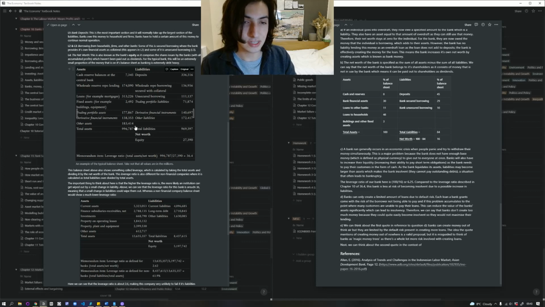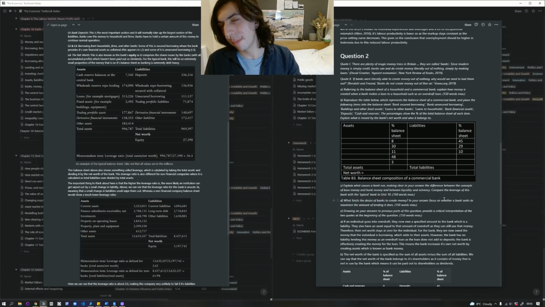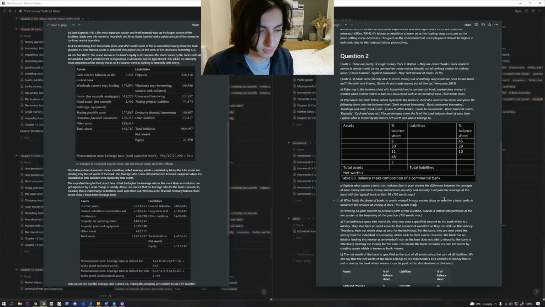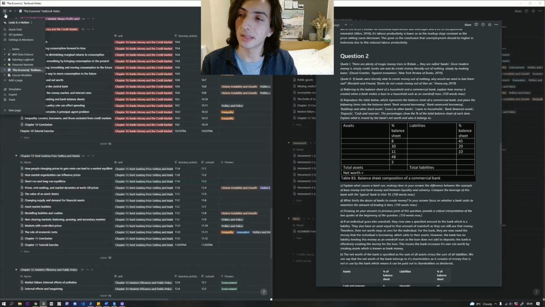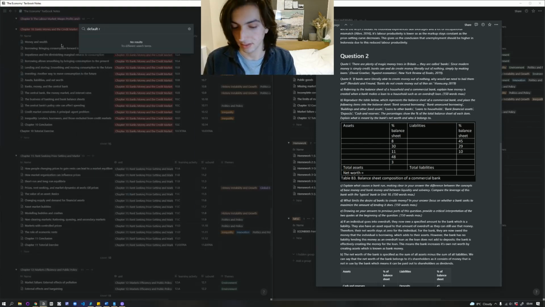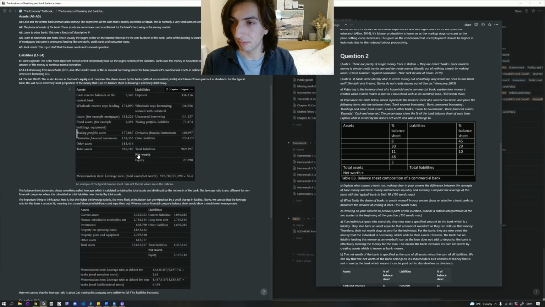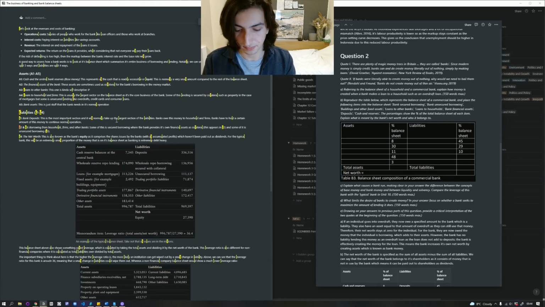So for D, it asks, drawing on your answer, what limits the desire of banks to create money? For a bank to create money with a loan, it needs to accept a certain amount of risk. Default risk is the most common one. Let me just search this up to make sure I'm getting this right. Default risk. Liquidity?